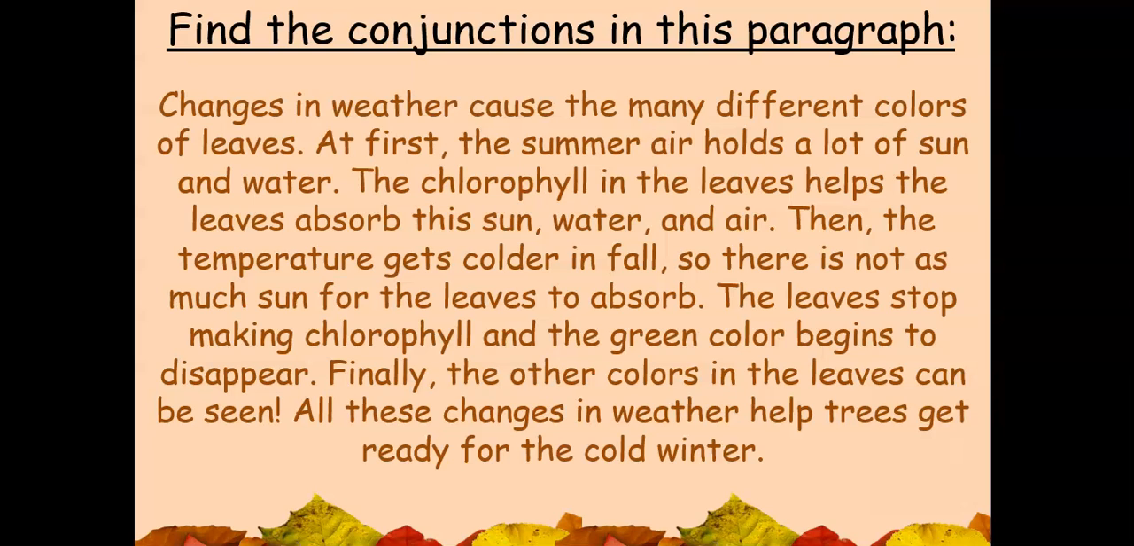At first, the summer air holds a lot of sun and water. The chlorophyll in the leaves helps the leaves absorb this sun, water, and air. Then, the temperature gets colder in fall, so there is not as much sun for the leaves to absorb. The leaves stop making chlorophyll and the green color begins to disappear. Finally, the other colors in leaves can be seen. All these changes in fall and weather help us get ready for the cold.